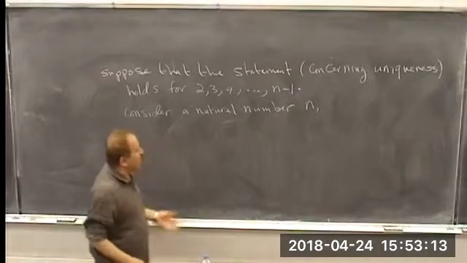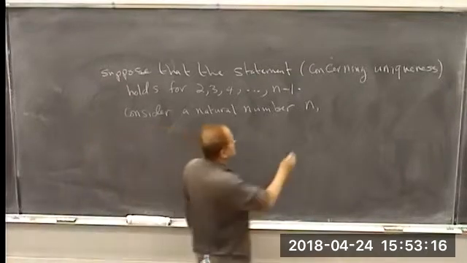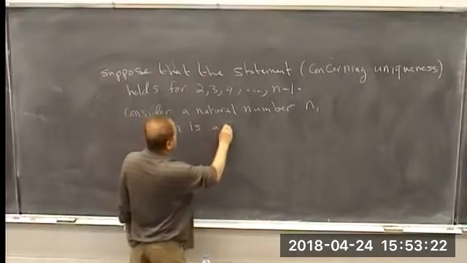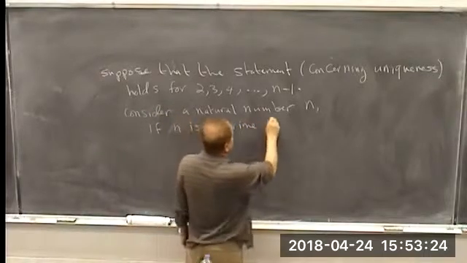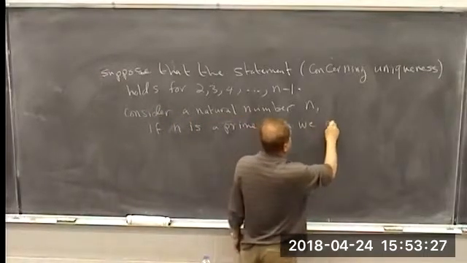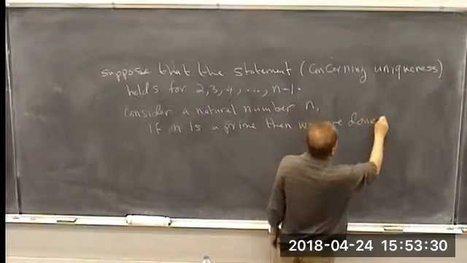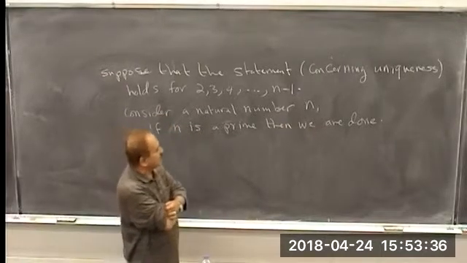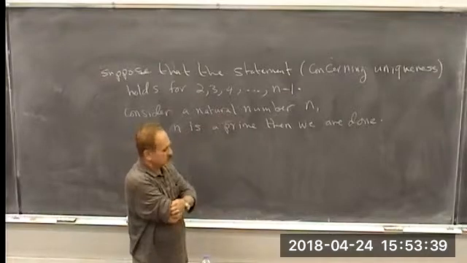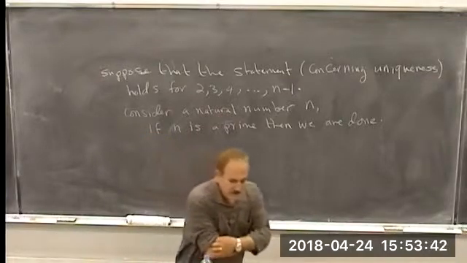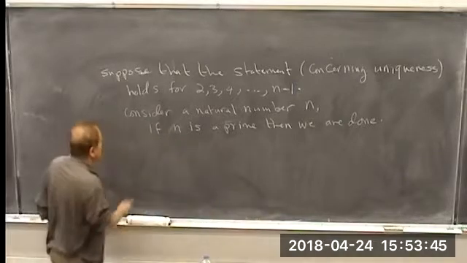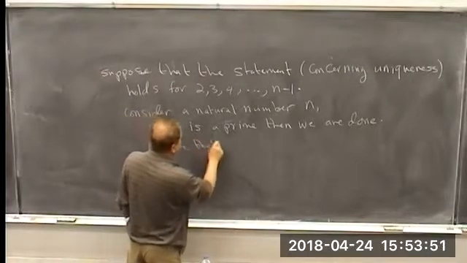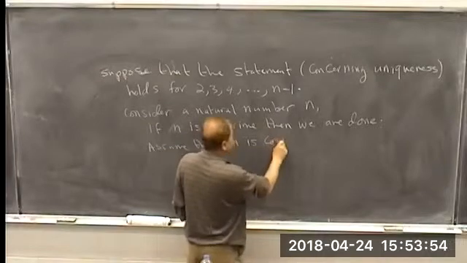If n is a prime, then there is nothing to do; we are done. But again, remember we want to show this for every n. So one of the possibilities is that the number we start with is itself a prime. And suppose it's not. Assume that n is composite.